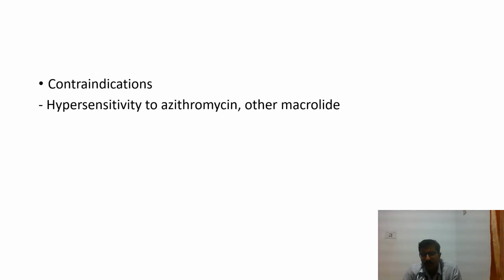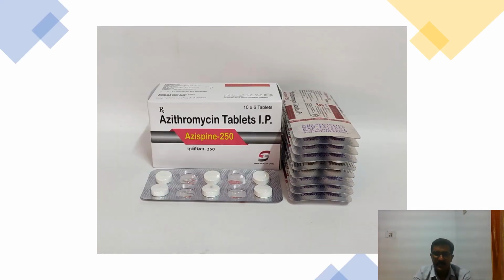The contraindications are hypersensitivity reactions to azithromycin or any other macrolide antibiotics. You need to use these agents with caution, particularly in patients with a prolonged QT interval. Here you can see the azithromycin 250 milligram tablets.